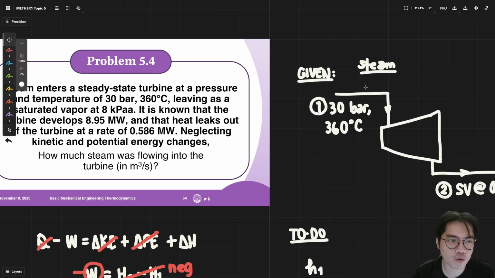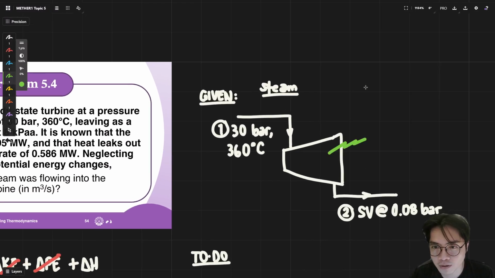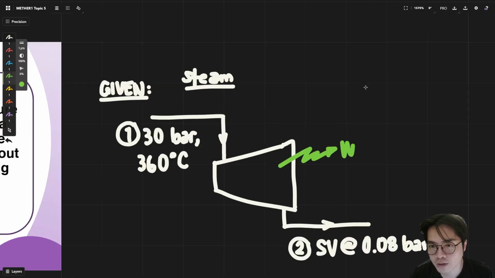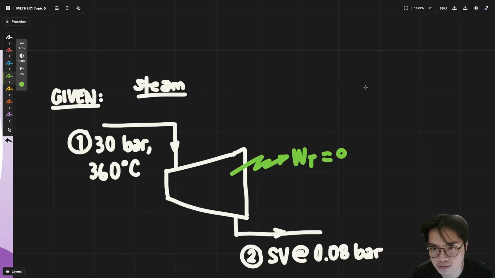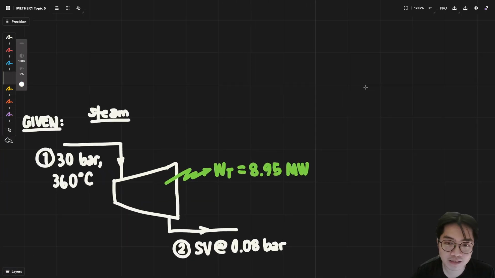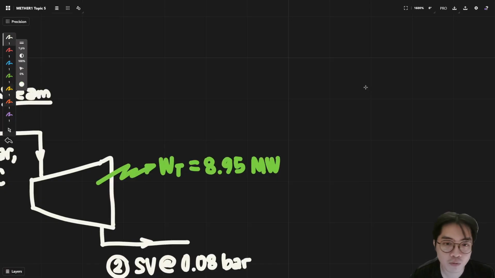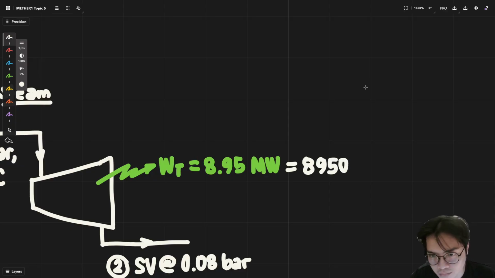It is known that the turbine develops, which means it will generate power equivalent to 8.95 megawatts. I appreciate that 8.95 megawatts is a ginormous number, but this is not something usable, because what we use is kilowatts. So 8.95 million is just 8,950,000, so 8,950 kilowatts.